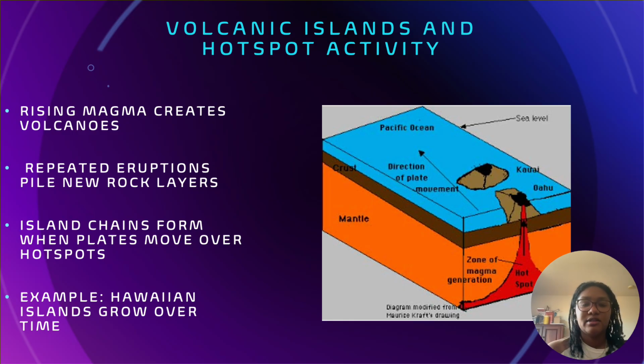The image shows the mantle plume, which is a hotspot, pushing magma upward through the lithosphere, forming volcanic islands. As the Pacific plate moves northwest, older islands are positioned further from the hotspot, while newer islands sit directly above it. The zone of magma generation shows where eruptions originate.